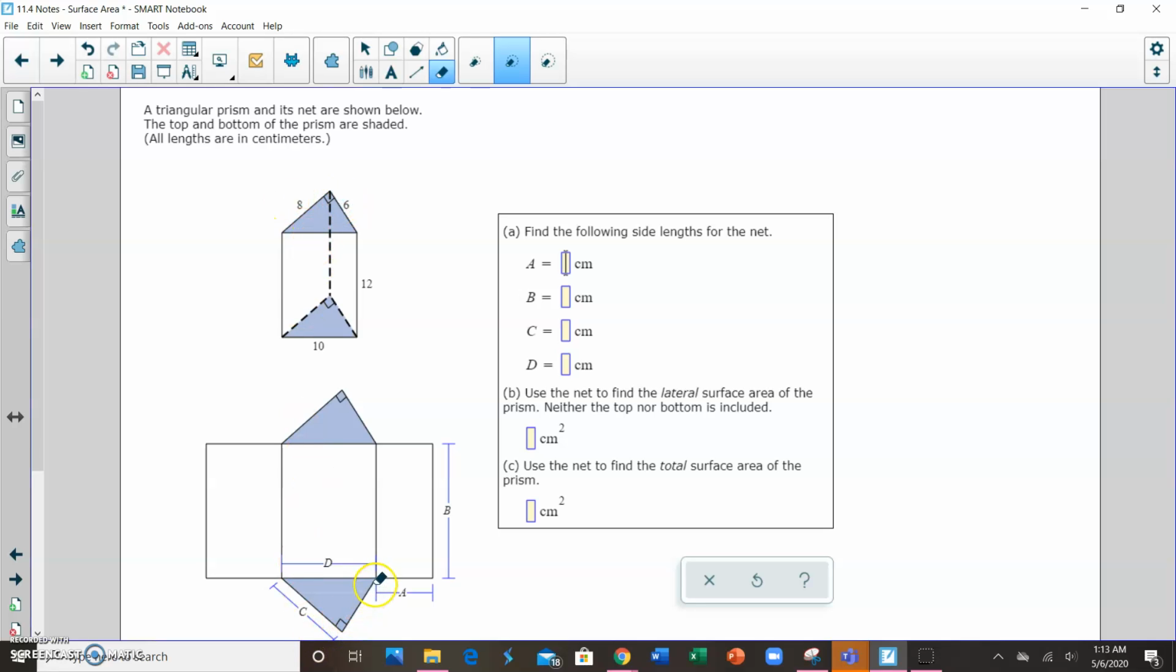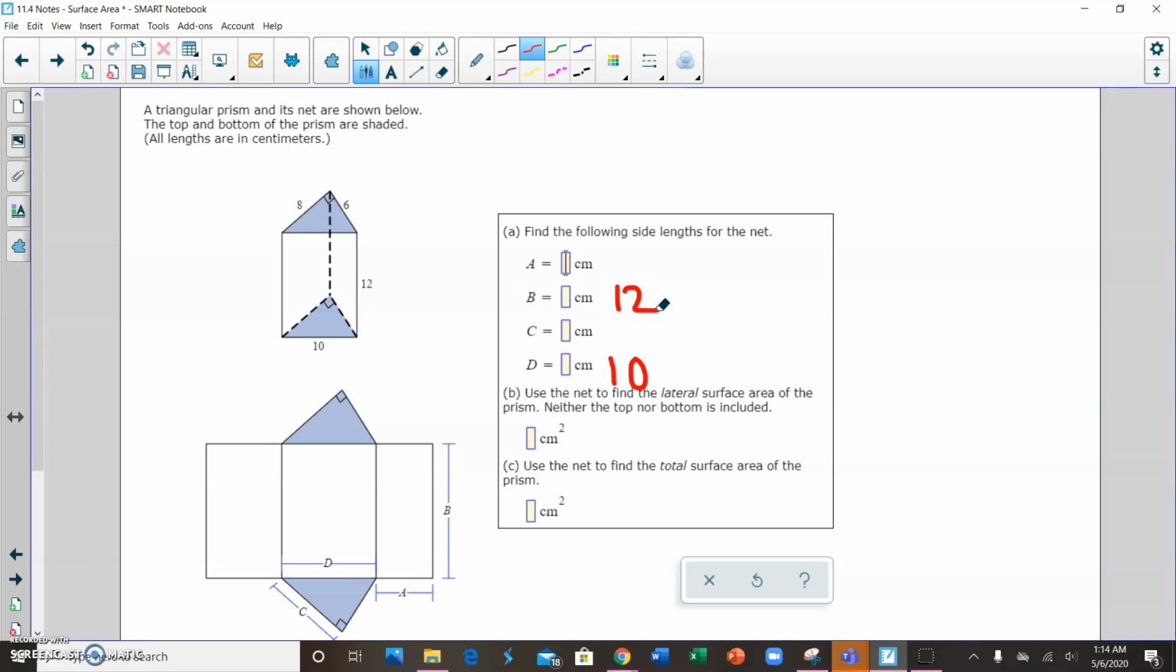So this part is an 8, a 6 and an 8. And then this part right here is a 10. So when we're finding our A, B, C, D, the D is going to match with this 10. So our D is going to be 10. And the B is the height, so the B is 12.